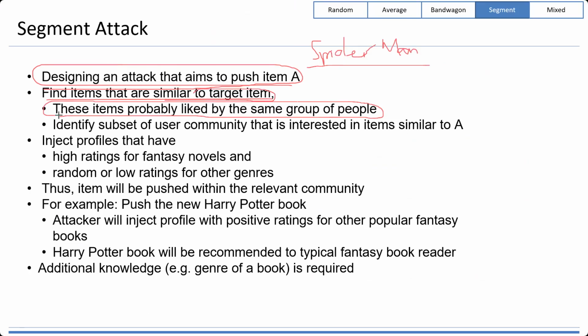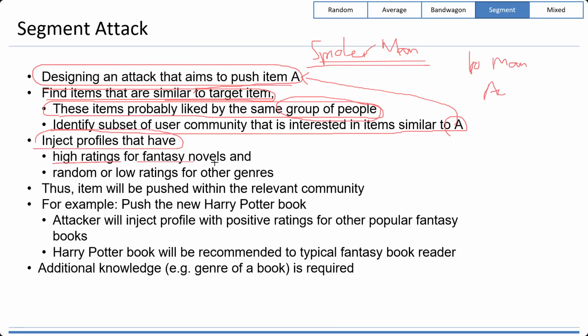We know that Marvel is popular, and there will be many people who also like the Marvel production movies. We will check the same group of people who like those movies, and then identify the subset of the user community that is interested in items similar to it. So if it is related to Spider-Man, maybe the person may also like the movie Iron Man, and then the people will also like the movie from Aquaman, and so on. Then we will inject the profiles that have high rating.